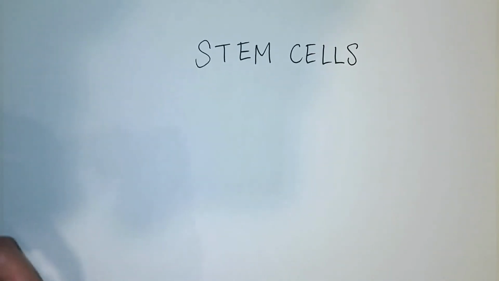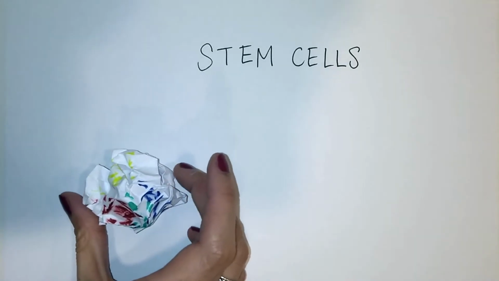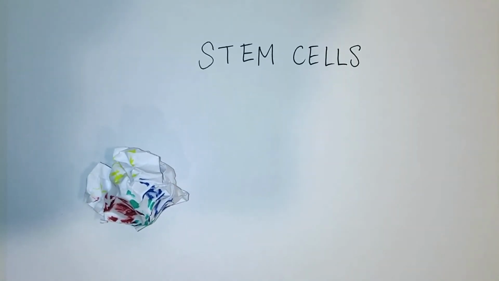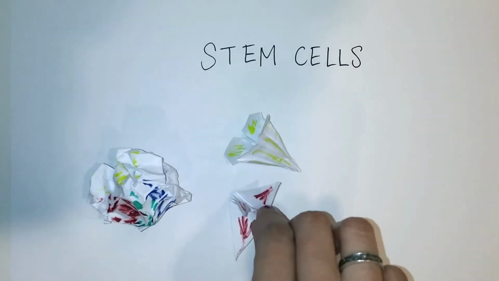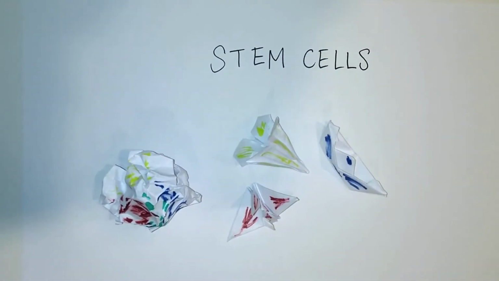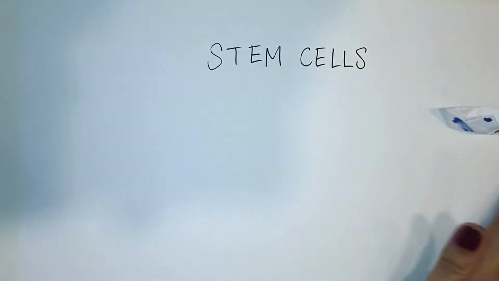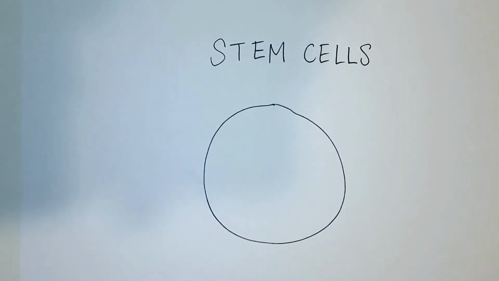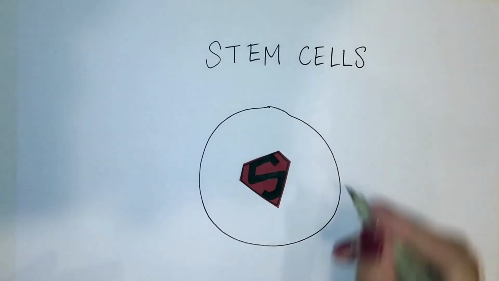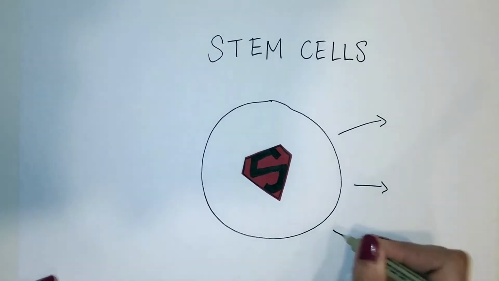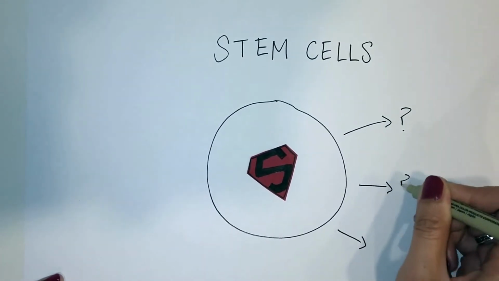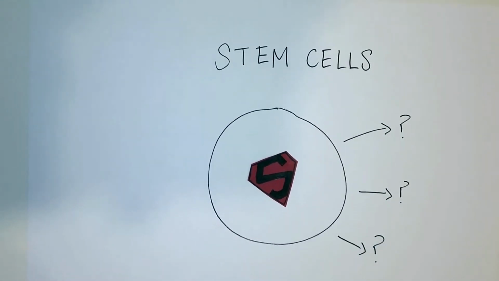In order to understand how we make organoids, we have to understand the concept of stem cells. For example, imagine this piece of paper is a stem cell. Depending on how we fold it, it can become many types of things. This is similar to how a stem cell works. Stem cells are super powerful cells that have the potential to be whatever cell type in our body if they are surrounded by the right conditions.